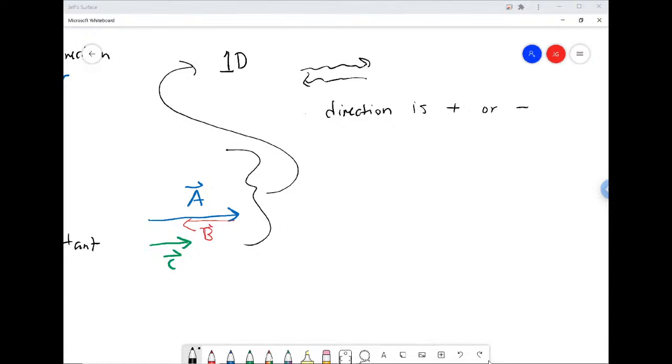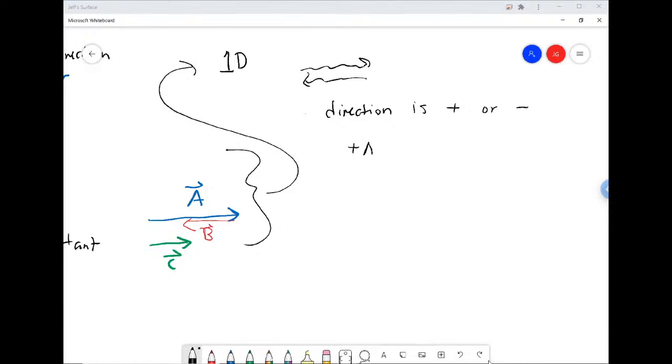Excuse me. So William, does that mean if they aren't parallel or opposing, do we have to do trigonometry to determine totals? Yes. So we're getting there. We're getting there, William. So we'll come back to the 2D case in a little bit.